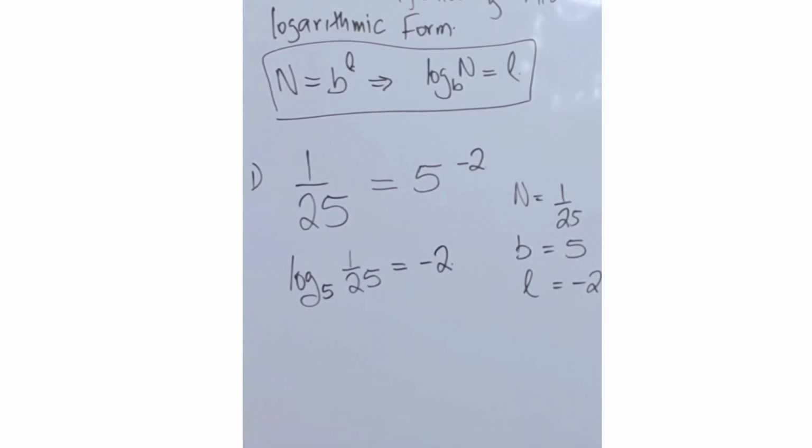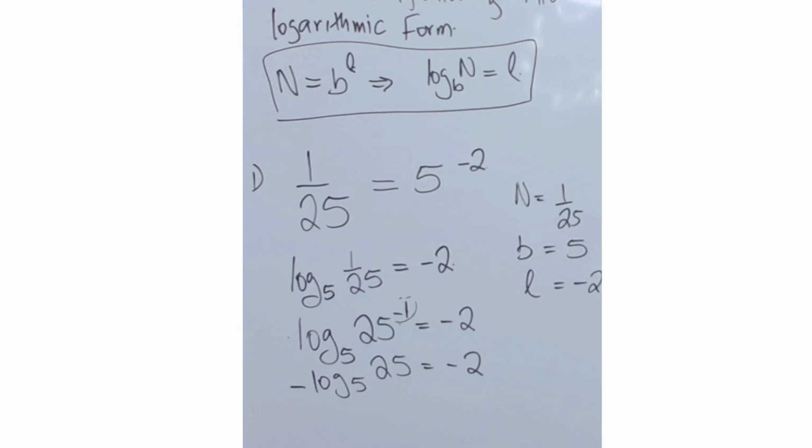Then we multiply both sides by -1, which then becomes log, and this becomes a positive 25 base 5, equals 2. Now this becomes our final answer.